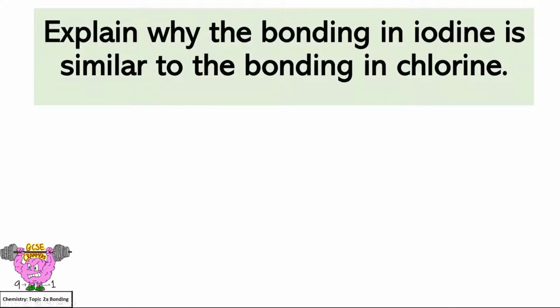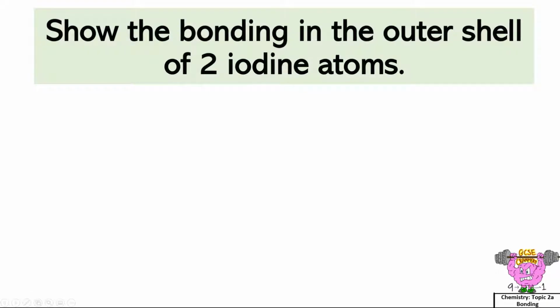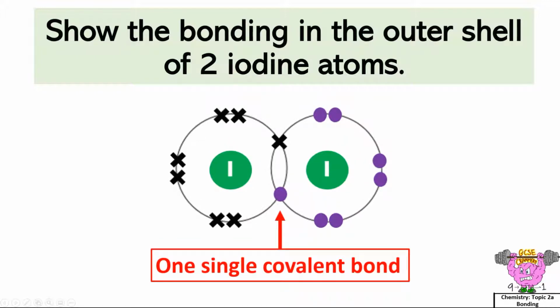Explain why the bonding in iodine is similar to the bonding in chlorine. Iodine and chlorine are both halogens, non-metals from group 7, and they form weak covalent bonds and share 1 electron to get a full outer shell. Show the bonding in the 2 outer shells of 2 iodine atoms. Draw 2 iodine atoms with 1 single covalent bond.